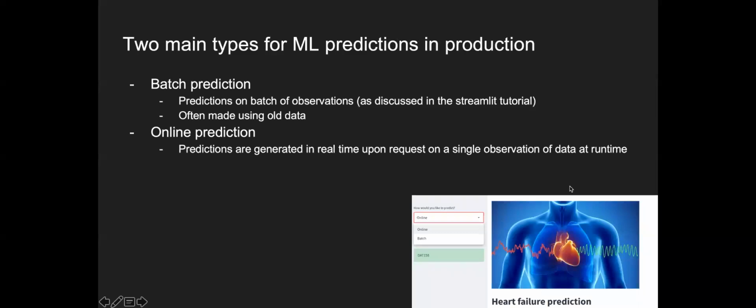Okay, so let's say that you have accepted your model. Then you have two main types of predictions your model can do in production, as we have seen in this Streamlit tutorial I put out some weeks ago. The first one is batch prediction. You make predictions on a batch of observations, and this is often made using old data, like a CSV file that you can send.